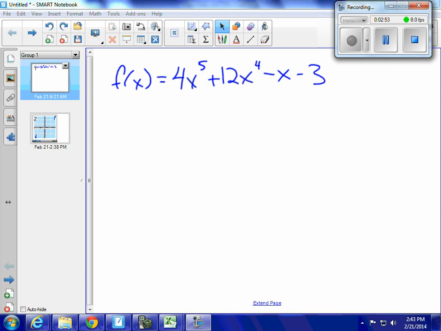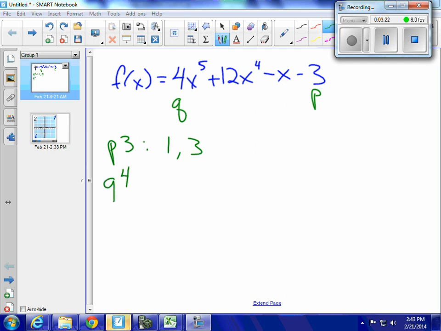And how I'm going to find those zeros is I'm going to use the rational zeros theorem. This is my P, this is my Q. I need to take all the factors of P and all the factors of Q. So P, being 3, has factors of 1 and 3. Those are the only factors of 3. And Q, which is 4, has the factors of 1, 4, and 2. The 1, 4, and 2 are the factors of Q.